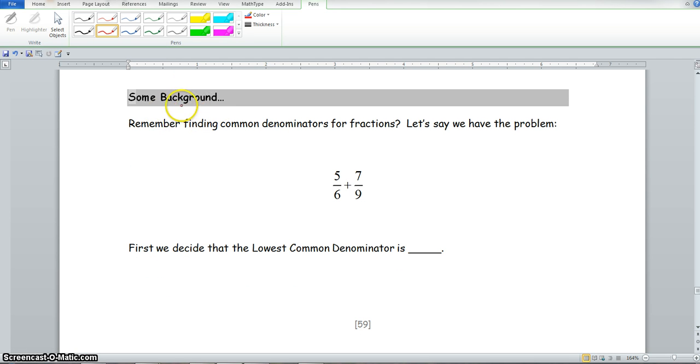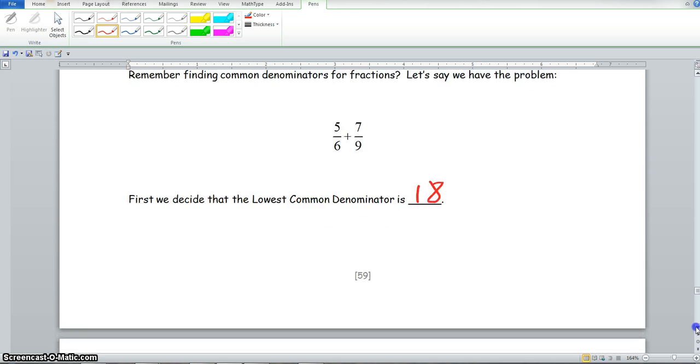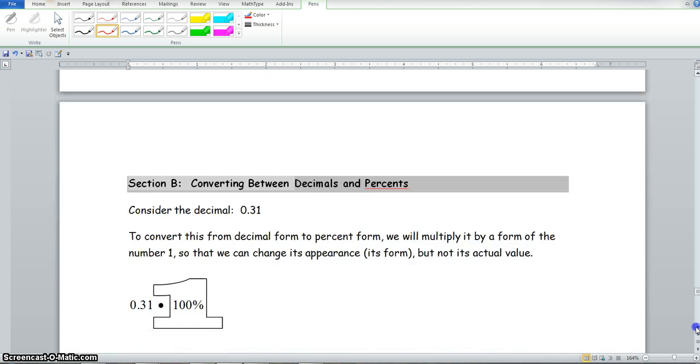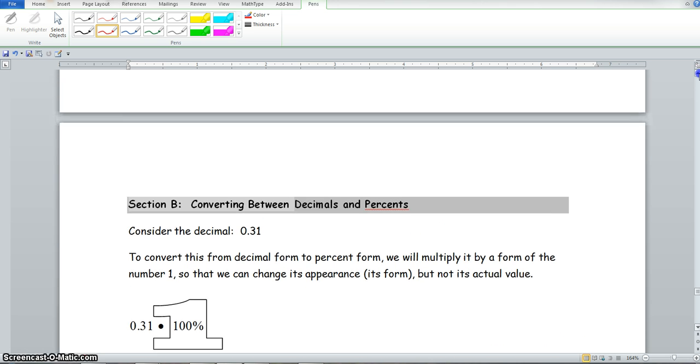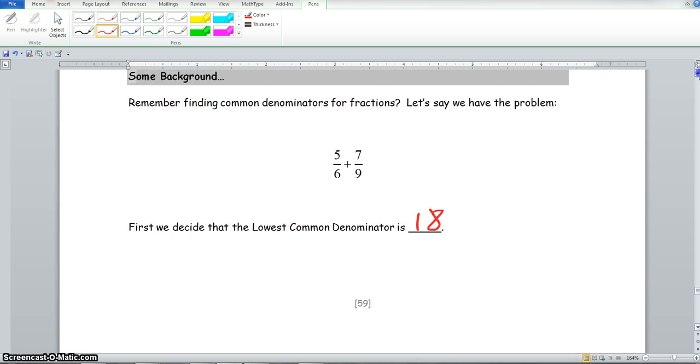Okay, now we have some background. Remember, finding common denominators for fractions. Let's say we have the problem 5 sixths plus 7 ninths. First, we decide that the lowest common denominator is, we know it's 18. Now it says converting between, actually, let's go back up here to this problem here. This problem is actually not done.